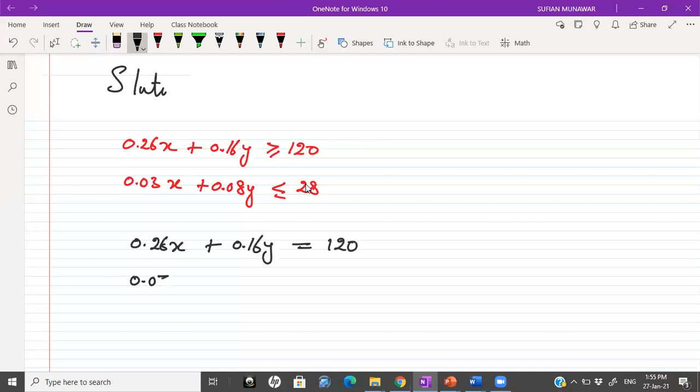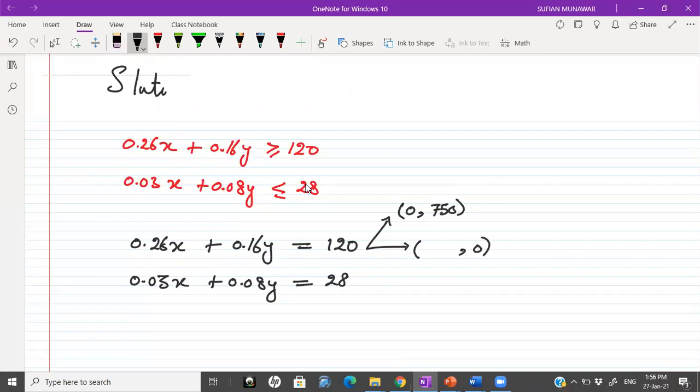And the second one equals 28. Okay, now we need 2 points from both the inequalities, and both are simple. You can take the x and y intercepts from both equations. If you put x equal to 0, y will be 750. If you put y equal to 0, x will be 461.5.